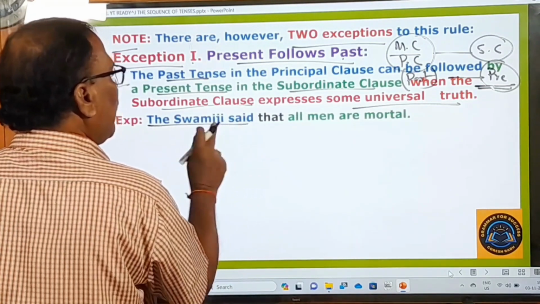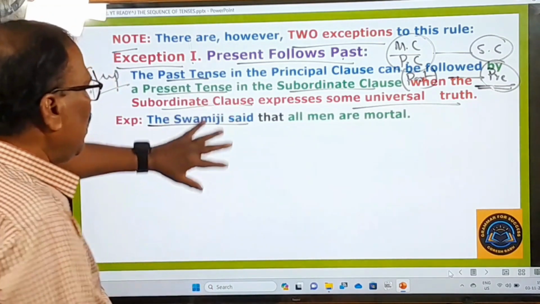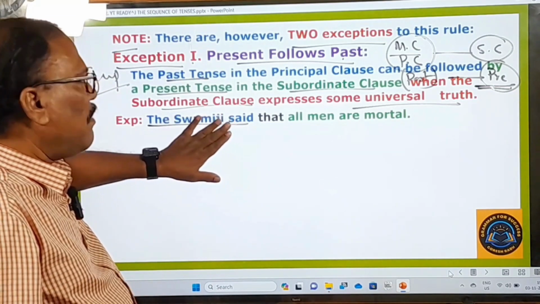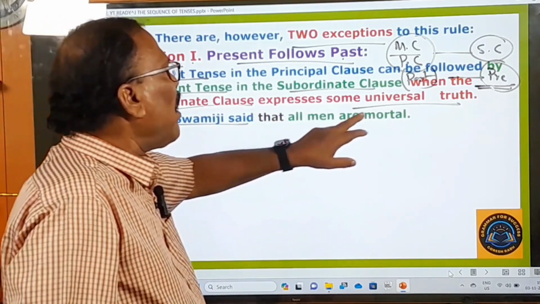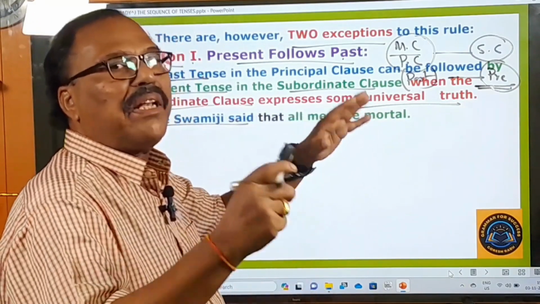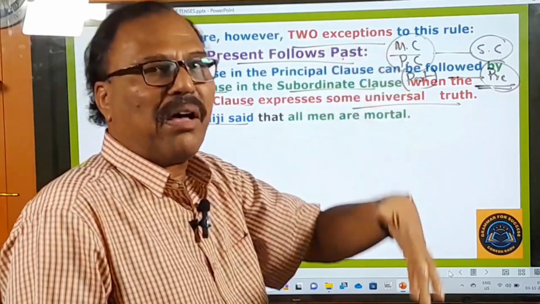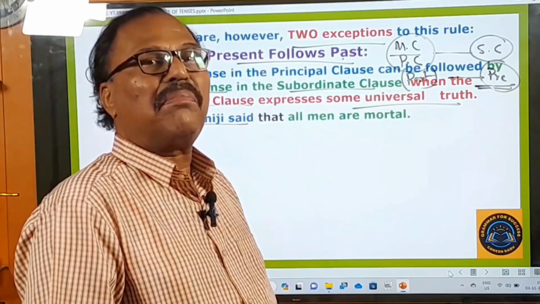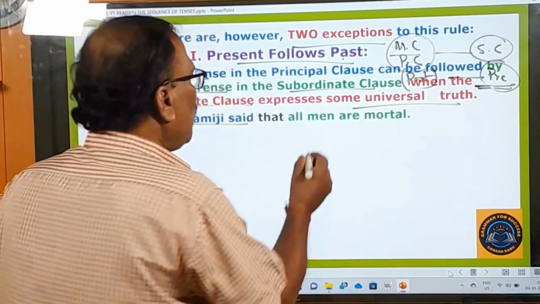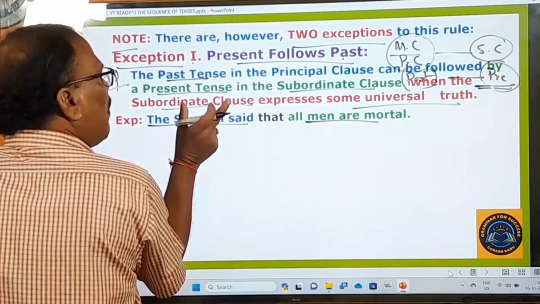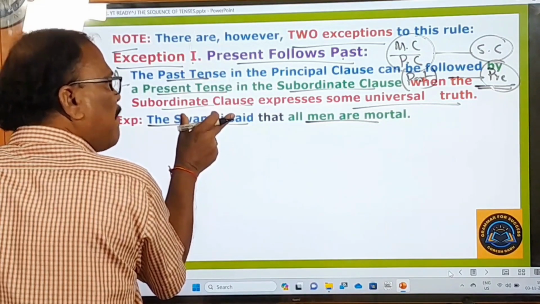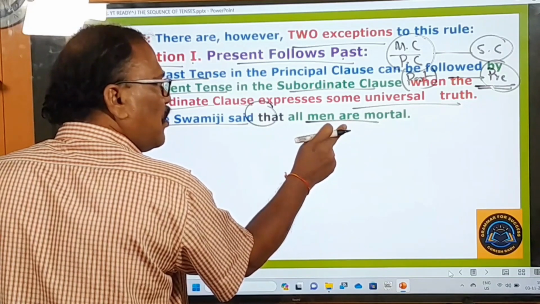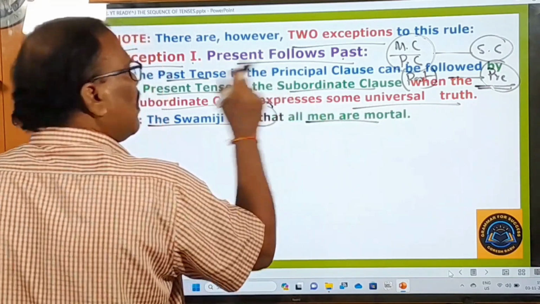The Swamiji said, this is the main clause. The blue colored part of the sentence is the main clause part. The Swamiji said, this is the main clause. This is in the past tense. All men are mortal. This is a universal truth. In the past, all men are mortal. Today, all men are mortal. And in the future also, all men are mortal. Right? And this is a universal statement. So here, in the main clause, there is simple past tense. But in the subordinate clause, beginning with that, there is a universal truth. That's why in this, there is a present tense.